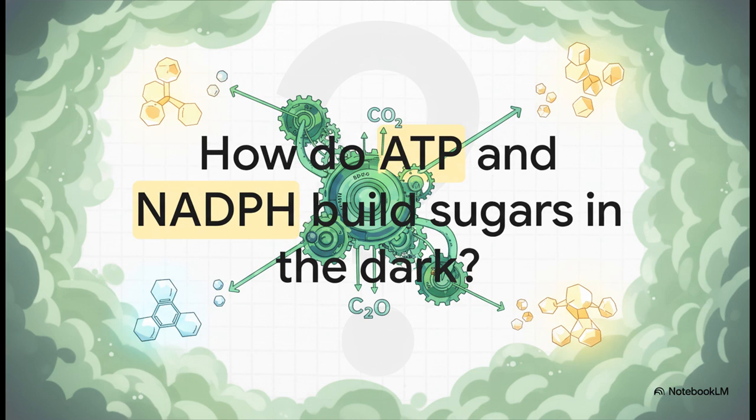But as we wrap up this explainer, I want to leave you with a massive question to chew on before your next study session. How exactly does the plant take this newly banked ATP and NADPH energy into the stroma, pull completely invisible carbon dioxide out of thin air, and physically build the solid sugars that feed the entire world? Just think about that for a second. Keep that curiosity alive, keep studying, and I will see you in the next explainer.